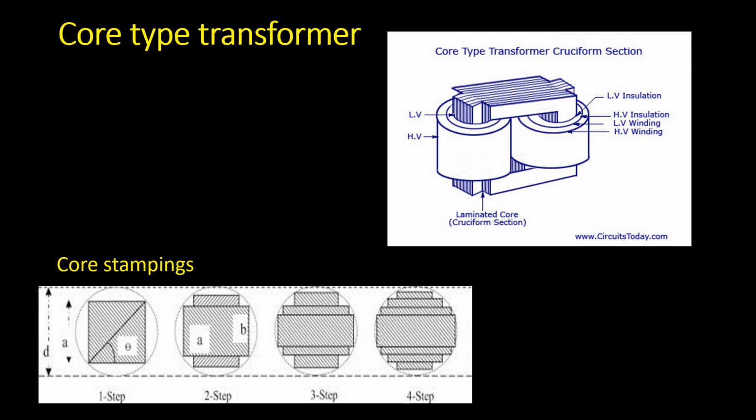So one step, two step, three step or four step core is in use, and it is always economical to use such stampings for higher rating transformers.